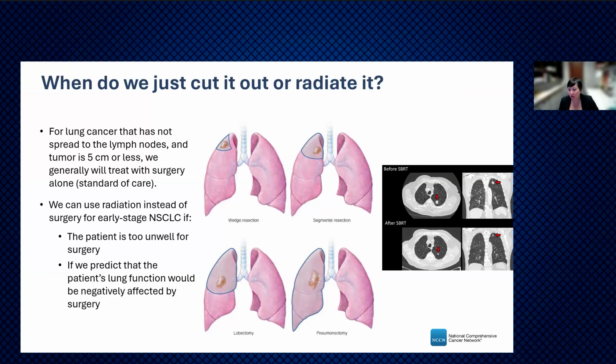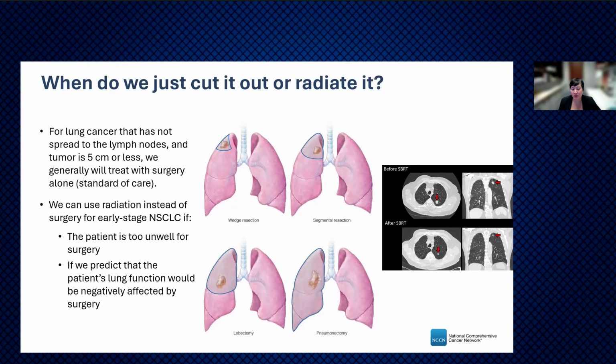But there are some patients who really can't have surgery. They have a lot of heart problems, or they have a lot of trouble breathing, where if we take a piece of the lung, it would affect their breathing, or there are other issues where we cannot have the patient safely treated with surgery. And that's a case where radiation is a very good treatment for stage 1 or 2 lung cancer. And so, these are different types of surgeries that patients can have.